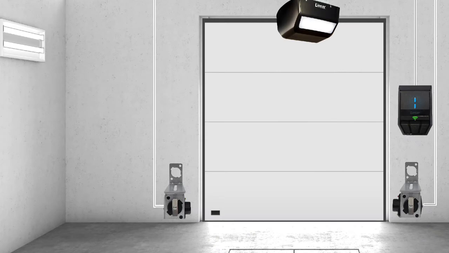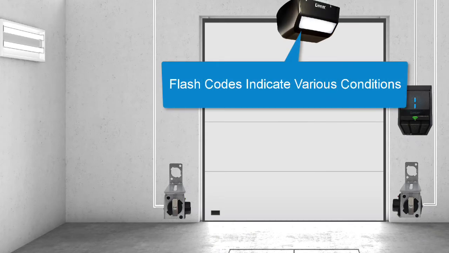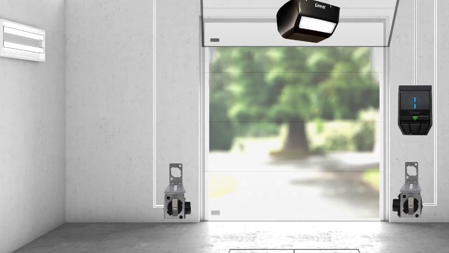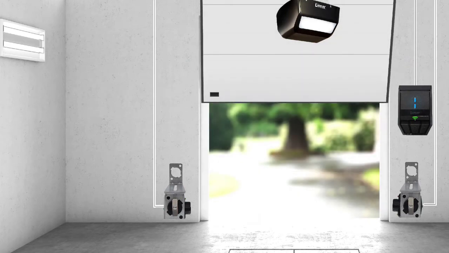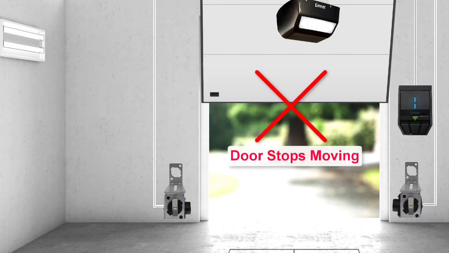If your Linear Smart garage door opener system is not functioning correctly, you can use your operator light's flash codes to determine the condition causing the operation problem. Anytime a condition or problem occurs while the garage door is in motion or attempting to move, the door will stop moving and the operator's light will display anywhere from 1 to 7 light flashes, depending on the issue.